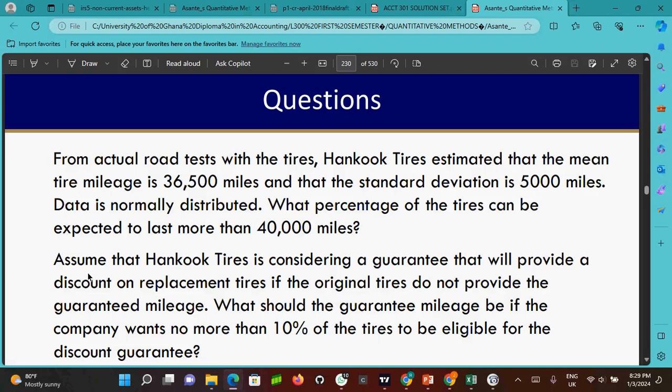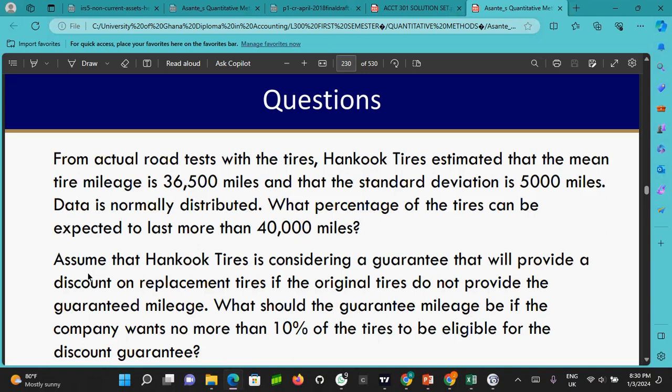So does it mean that 10% of the... I think it will be 10% of the mean, as in the 36,500 or so. Okay. Yeah, that's my understanding of it.